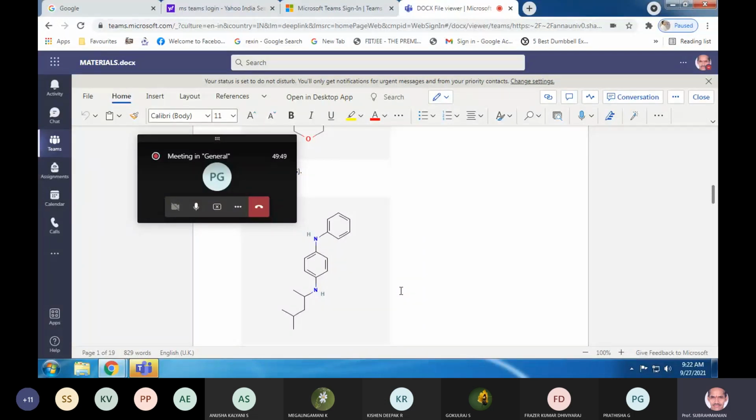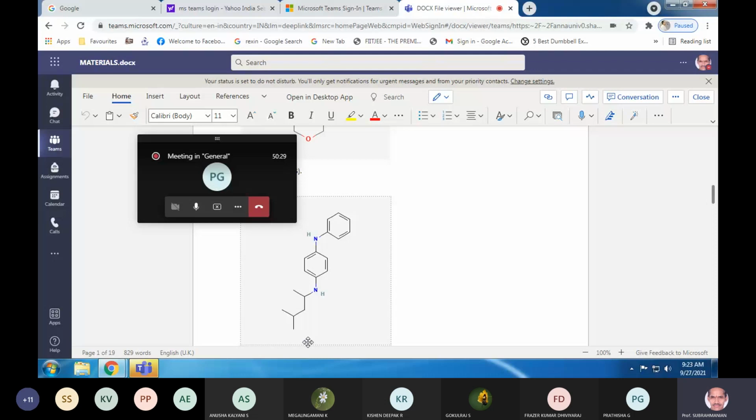You have an unsymmetrically substituted para-phenylene diamine. In the para position, you have the diamines unsymmetrically substituted. Why unsymmetric? One substituent is benzene, another is the six-membered chain. 6-PPD. What is its function? It is an anti-ozonant.